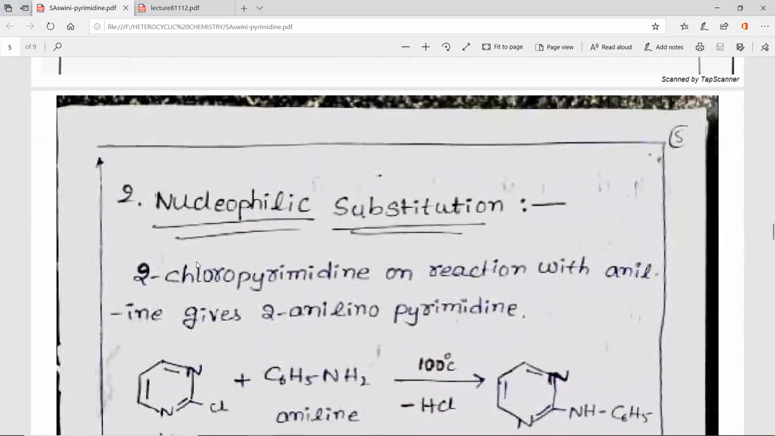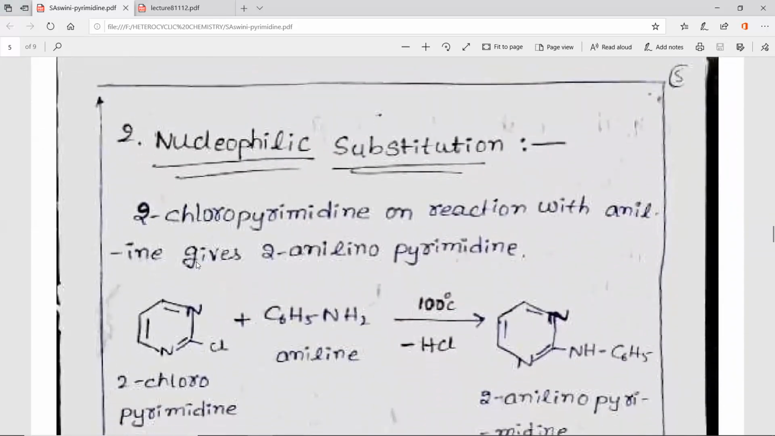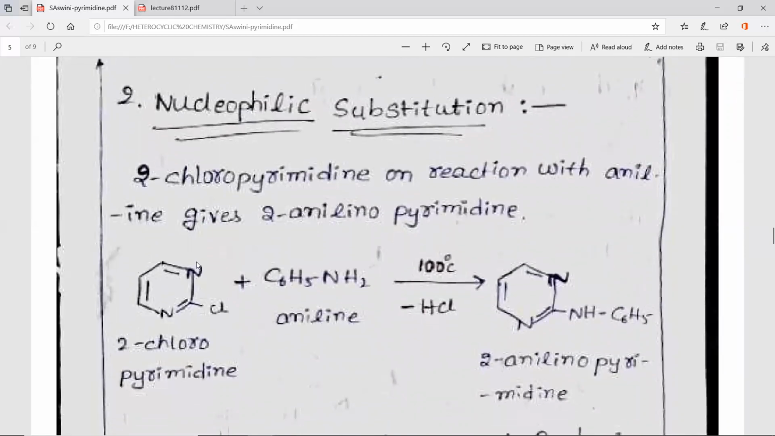Nucleophilic substitution. Substituted pyridine can undergo aromatic nucleophilic substitution by displacing these leaving groups. So, for example, 2-chloropyridine on reaction with aniline gives 2-anilino-pyrimidine. So, this is a leaving group. Chlorine acts as a leaving group, and this amine will attack as a nucleophile at this carbon. It is an aromatic nucleophilic substitution.